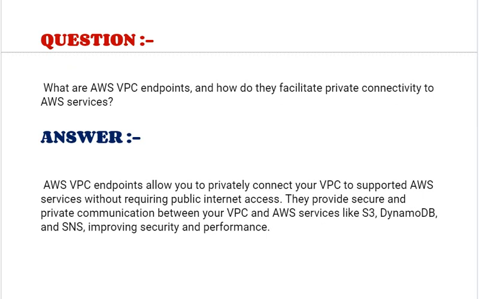Our next interview question is: what are AWS VPC endpoints and how do they facilitate private connectivity to AWS services? Your answer should be: AWS VPC endpoints allow you to privately connect your VPC to supported AWS services without requiring public internet access. They provide secure and private communication between your VPC and AWS services like S3, DynamoDB, and SNS, improving security and performance.